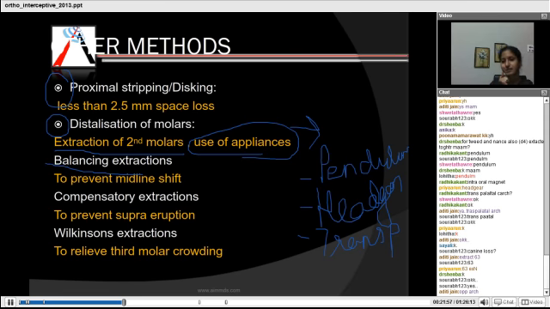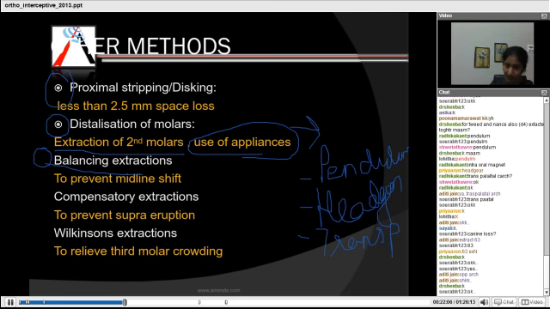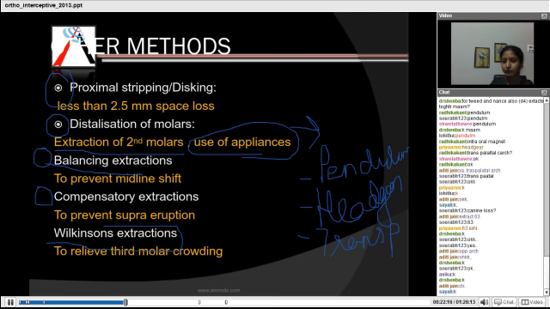Or you replace 3-7 with a prosthesis, that is a different thing. But to prevent supra-eruption, you do compensatory extraction. So remember the difference: balancing is same arch, different sides. Compensatory is same side, different arches. Clear?